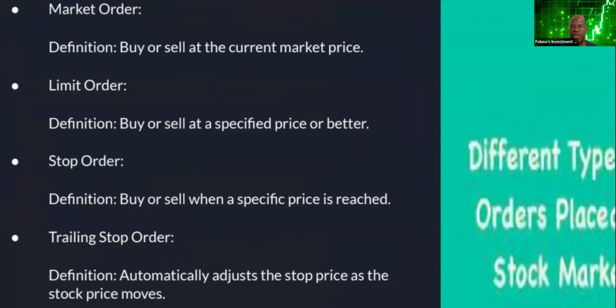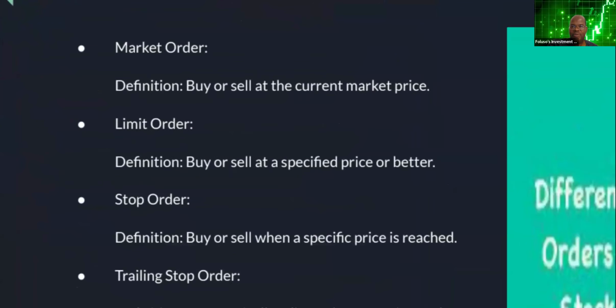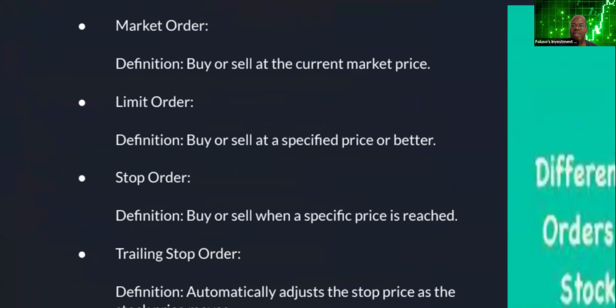So quickly I will log in to show what this means. So there's market order. Market order just means that you're willing to buy at the current price. Then there is a limit order. With a limit order, you are actually telling them how much you want to pay.